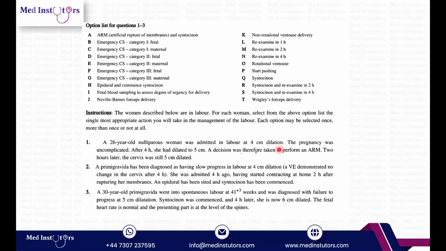So, the first question is a 26-year-old nulliparous woman admitted in labor at 4 centimeter dilatation. The pregnancy was uncomplicated. After 4 hours, she has progressed to 5 centimeters. So it's a tardy progress. A decision was therefore taken to perform an ARM. 2 hours later, the cervix is still 5 centimeter dilated. So when we do an ARM, the guideline says that you have to reassess after 2 hours. So once we reassess after 2 hours, she's still 5 centimeter dilated. So what is the next best thing that you need to do?